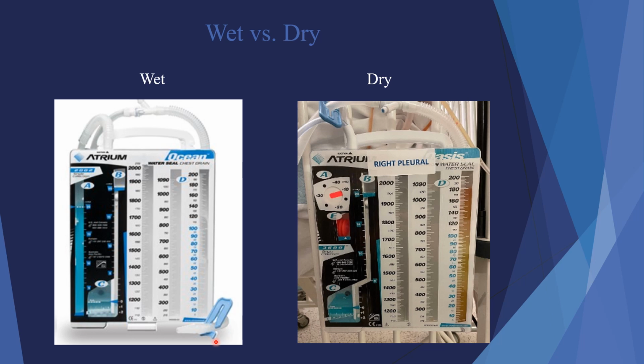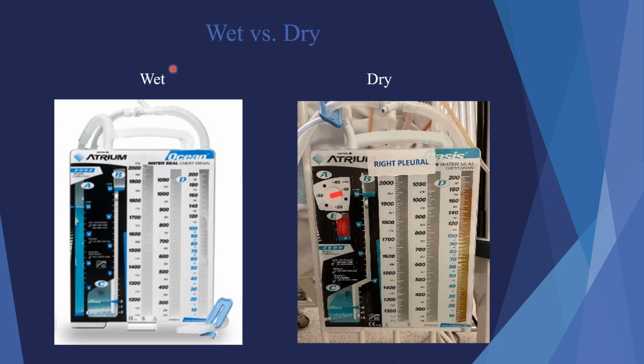Going back to that other slide real quick, that is what we call a wet seal. So this is going to look at two different chest tube drains here. One is going to be a wet seal and one is a dry seal. And we're going to look at the differences between them, but they're exactly the same with only one difference.